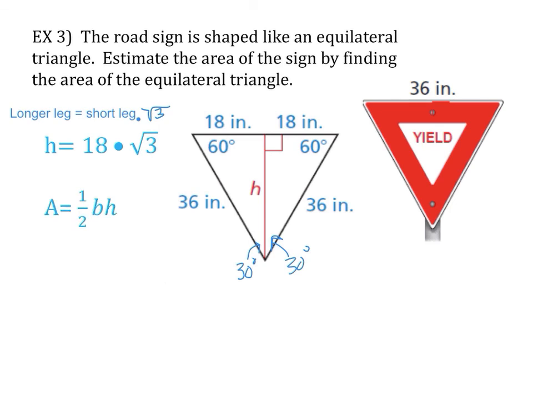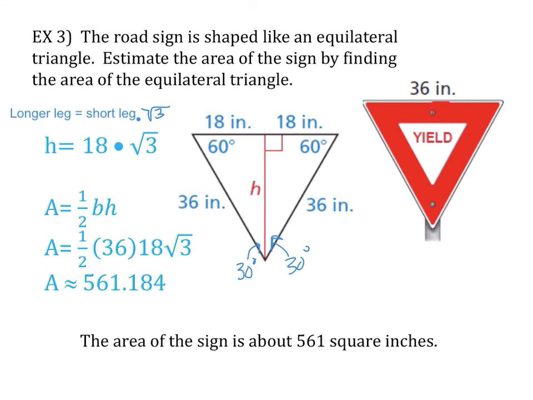So in order to find the area, we need 1/2 times the base times the height. So we substitute 36 for the base, because the base of our triangle is this full length, 36. And then we just figured out the height with our special formula, so 18 times square root of 3. Type that all in the calculator and round it off, so approximately 561.184. So the area of the sign is about 561 square inches.